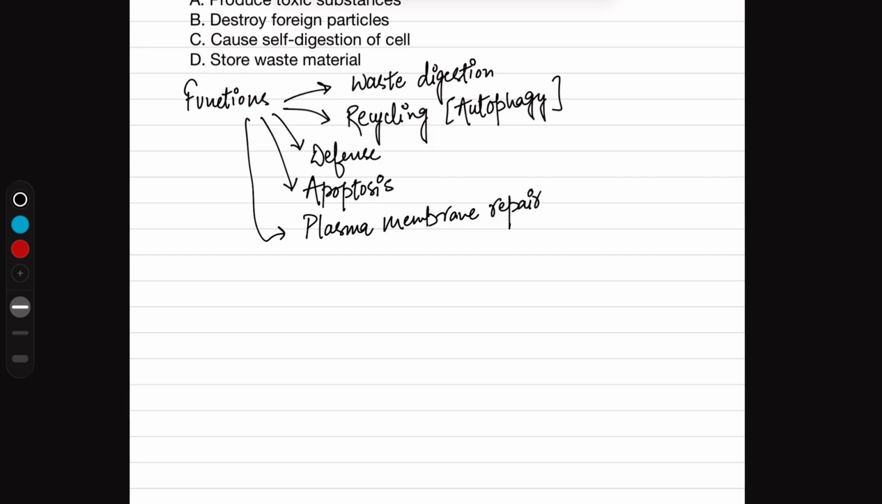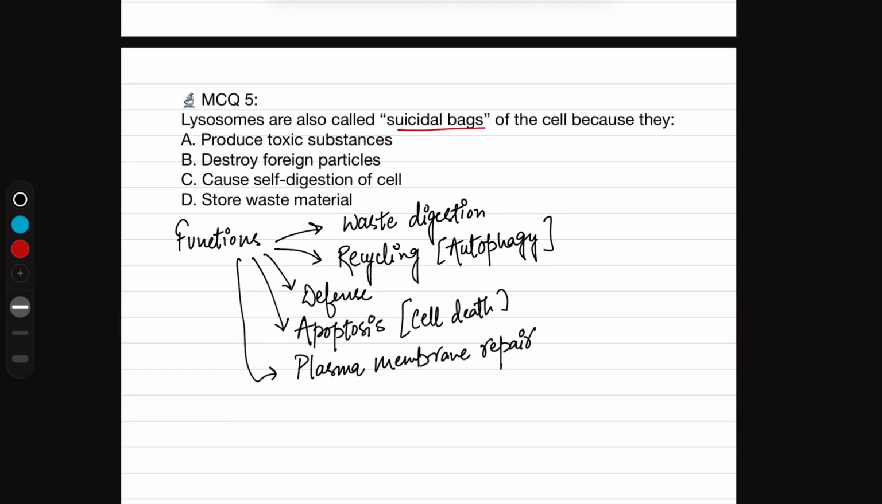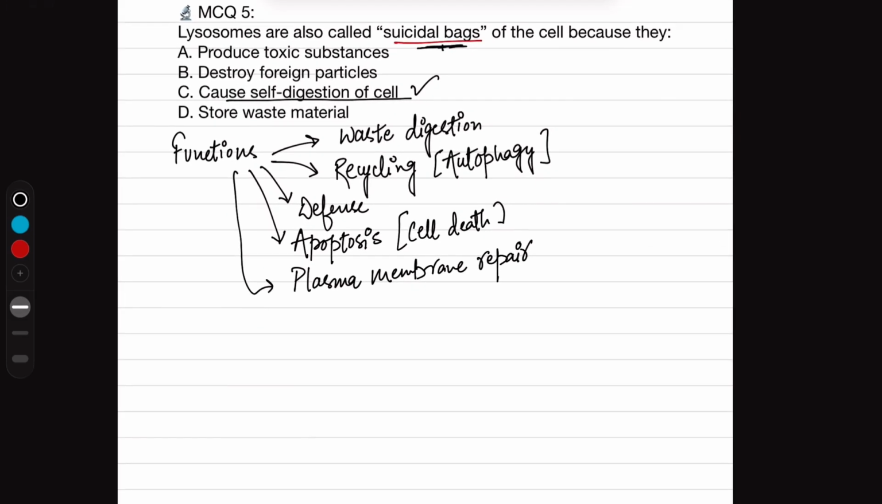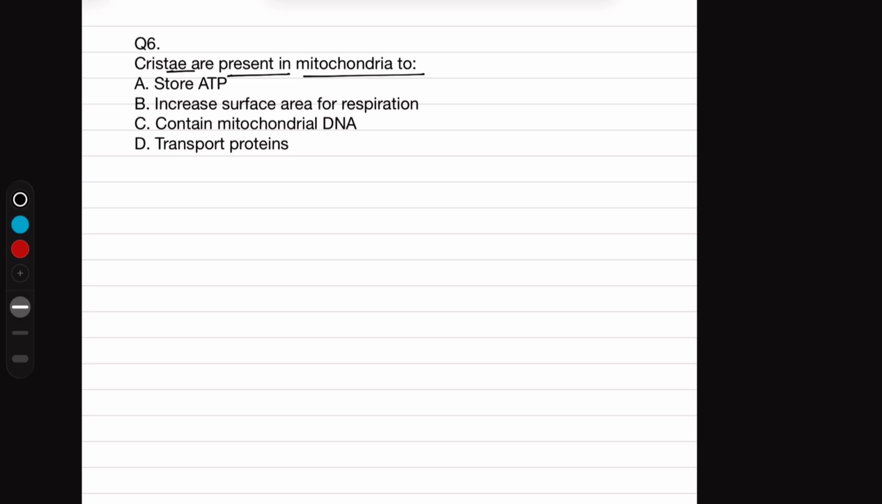But in the option, we have asked why they are called the suicidal bags. So we have to focus on it, and that's why we focus on the C option, which is cause self digestion of cell, because the membrane ruptures, and the enzymes digest by autolysis.